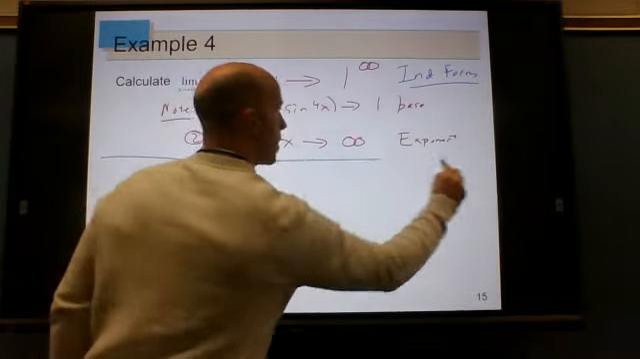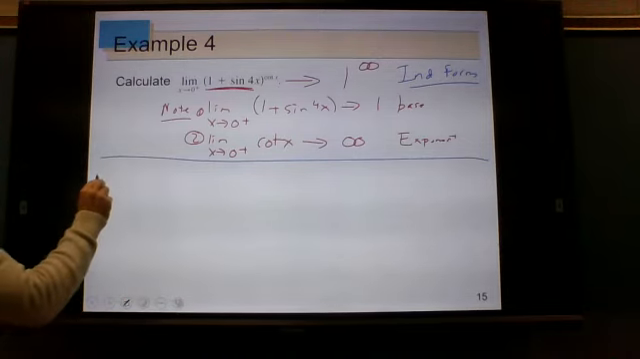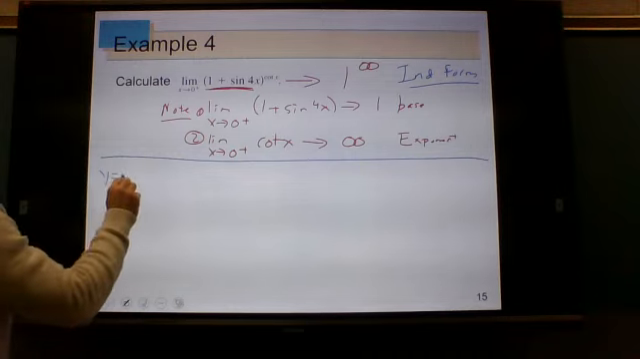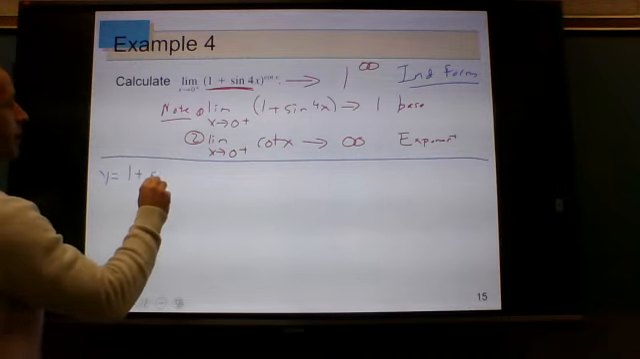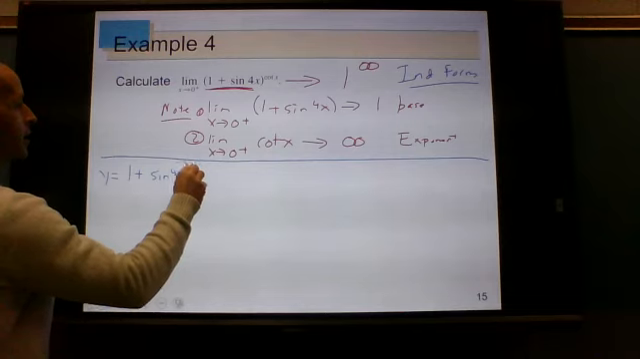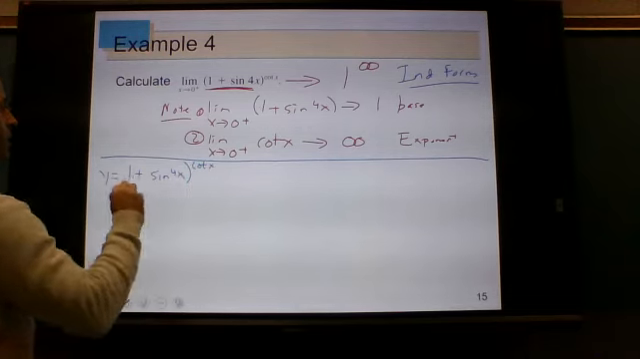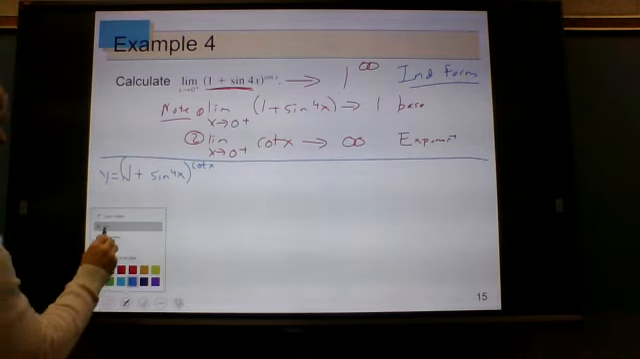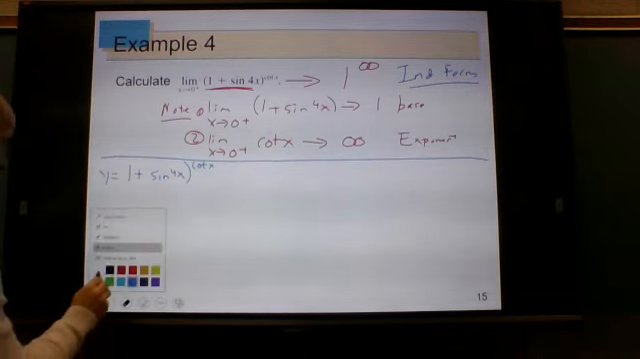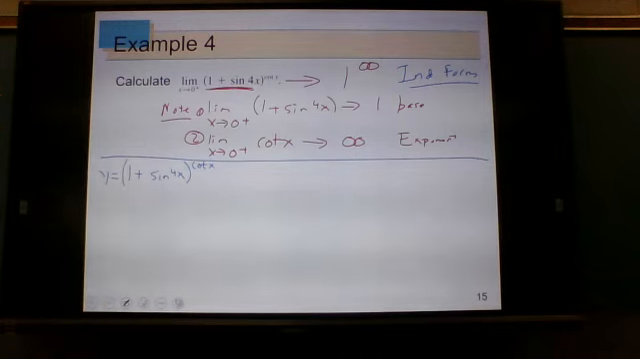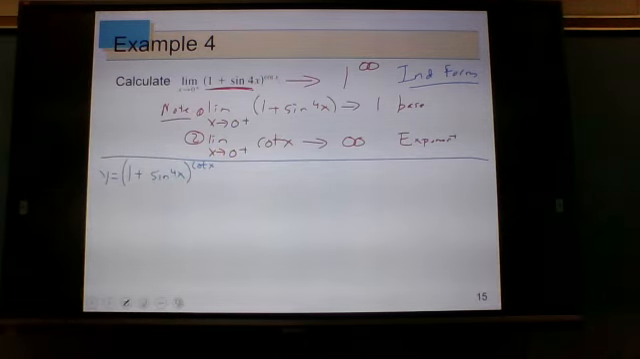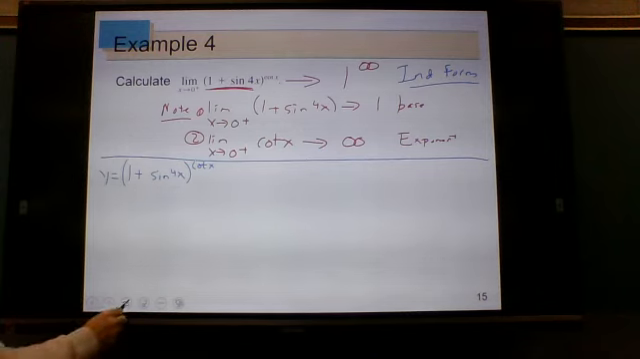So now I'm going to draw a line here, and I'm going to start working on this. The way I'm going to start is I'm just going to say y equals 1 plus sine 4x to the cotangent of x. Let me fix that. All I've done here is take the function that I'm looking at and set it equal to y. So here comes the trick, if you will.